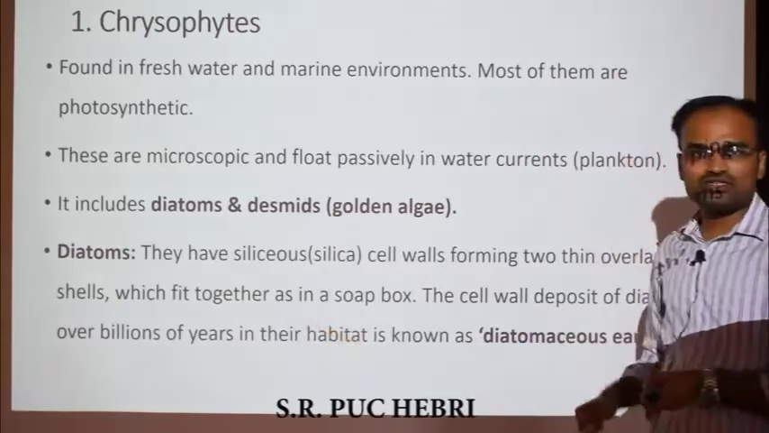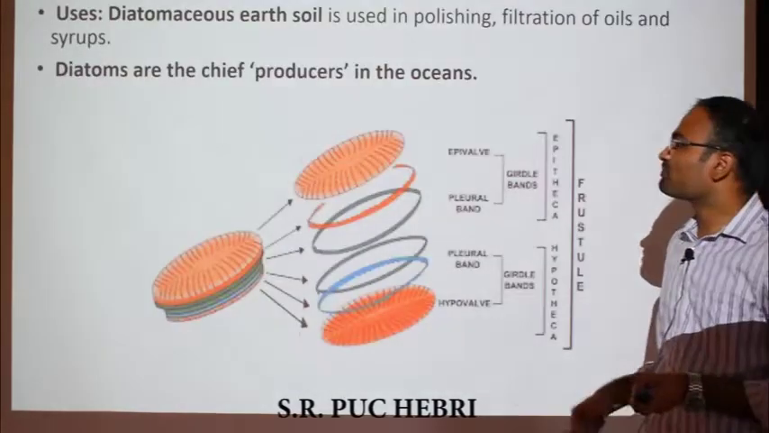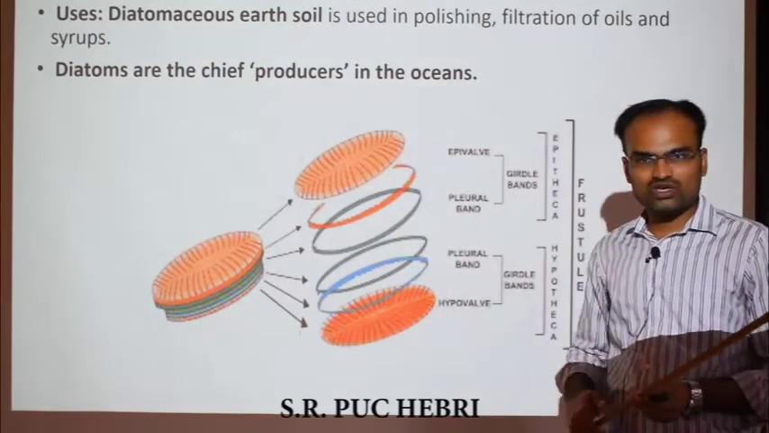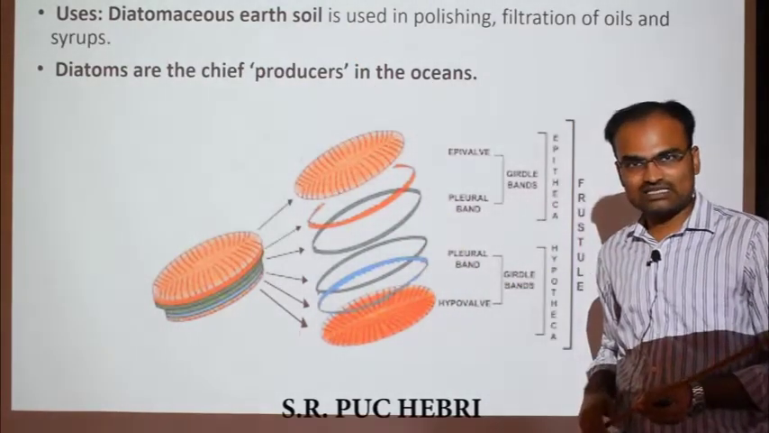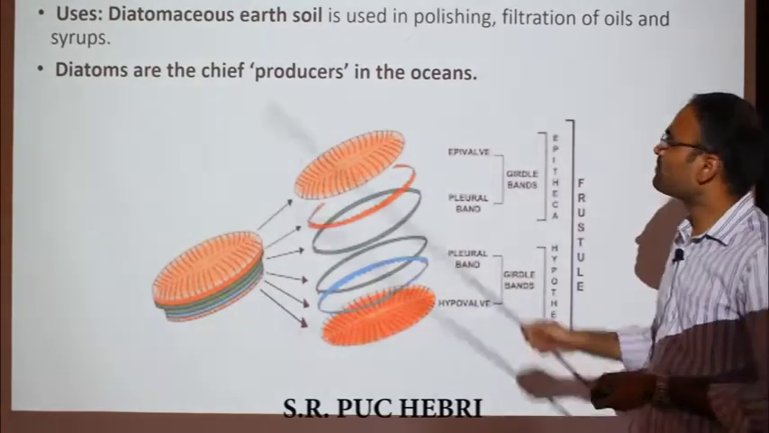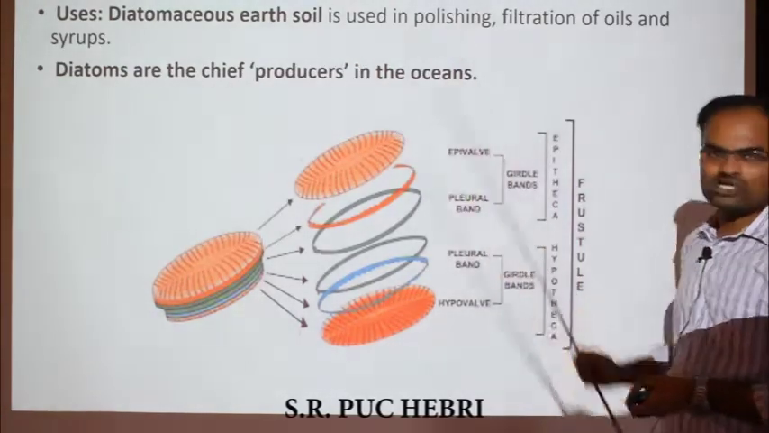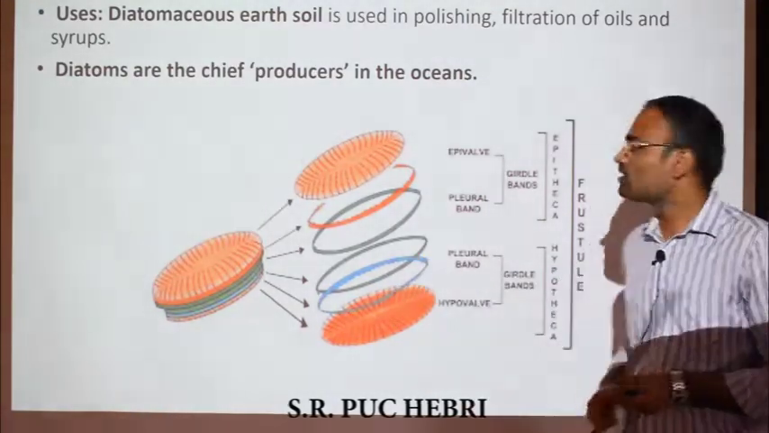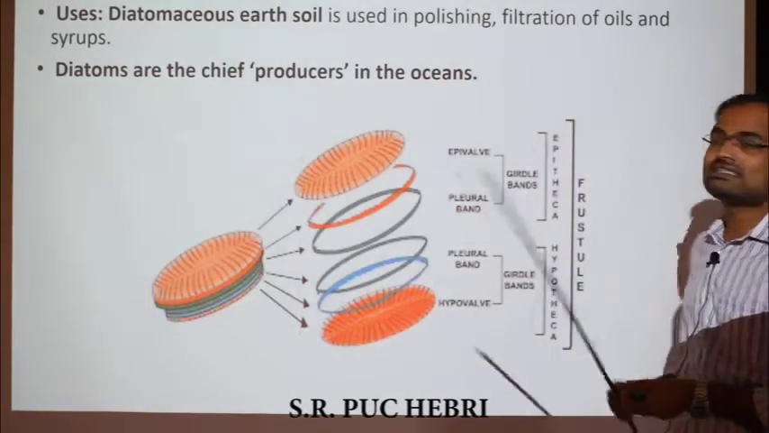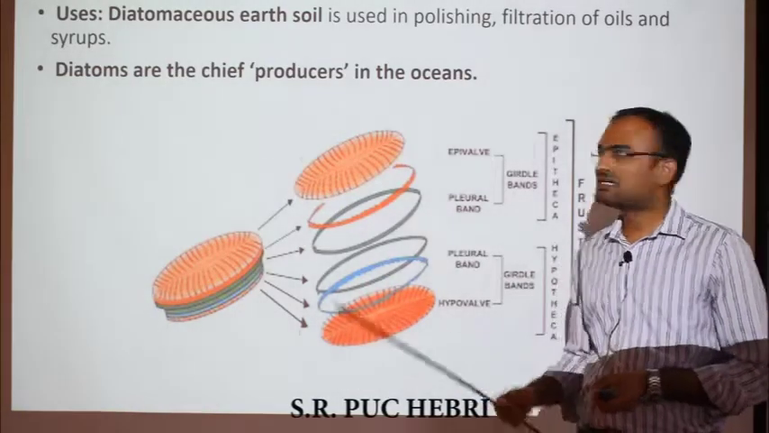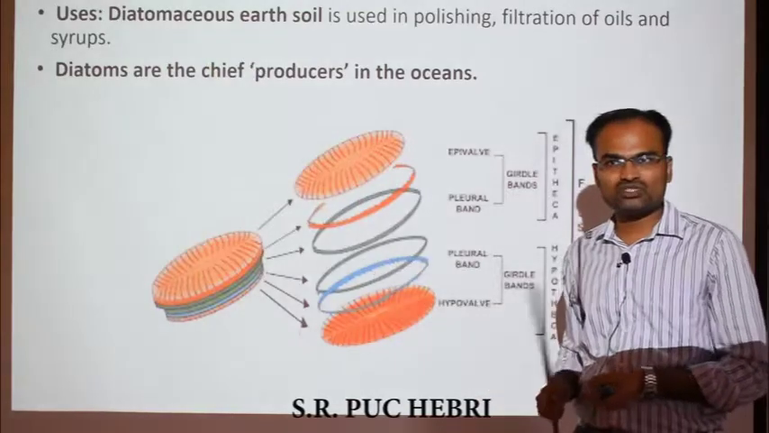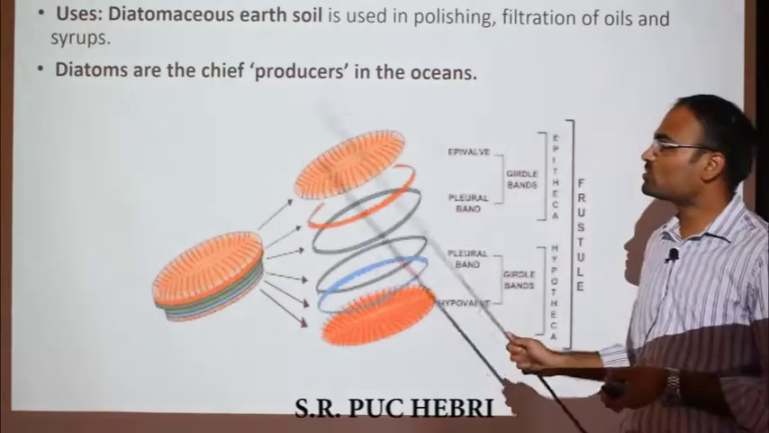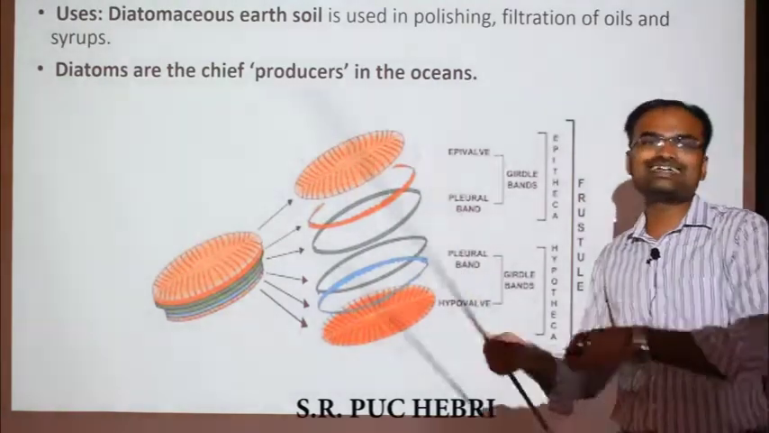So what will happen if the diatomaceous earth is formed? We can get some use from that diatomaceous earth soil. Okay, what use can we get from that? It can be used in polishing. Okay, polishing of glasses, polishing of fibers and all, as well as filtration of oils and syrups, oil filtration as well as syrup filtration. That means we can use it as a sieve so that we can do the filtration process. So this is a very important use of the diatoms.